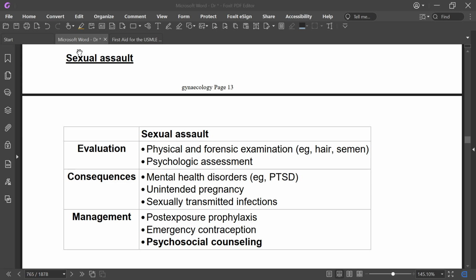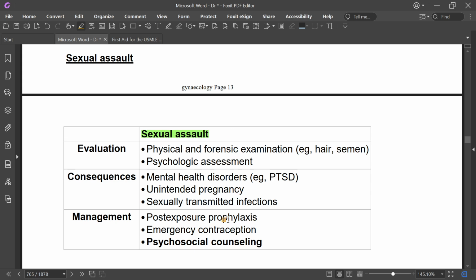Sexual assault: physical or forensic examination should be done. Here, semen should be evaluated and a psychological assessment should be done. Consequences are mental health disorders like PTSD, unintended pregnancy, and STDs.